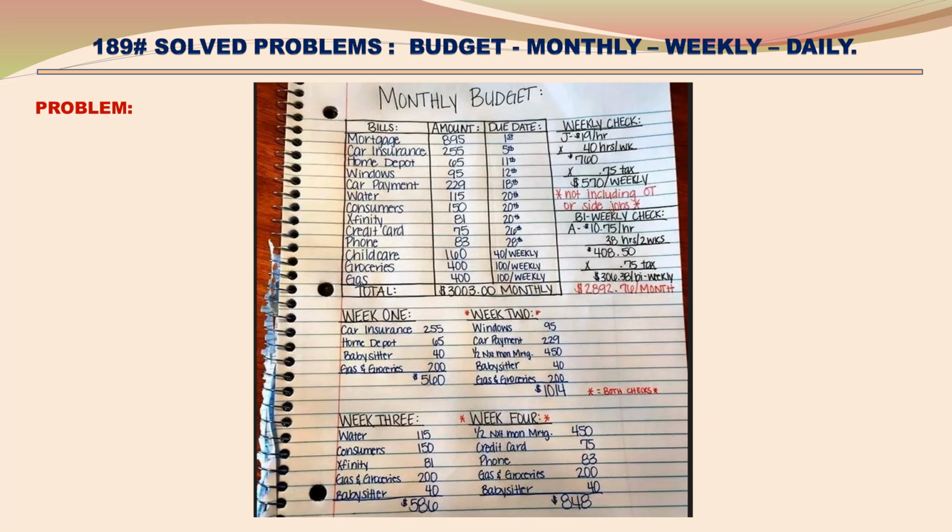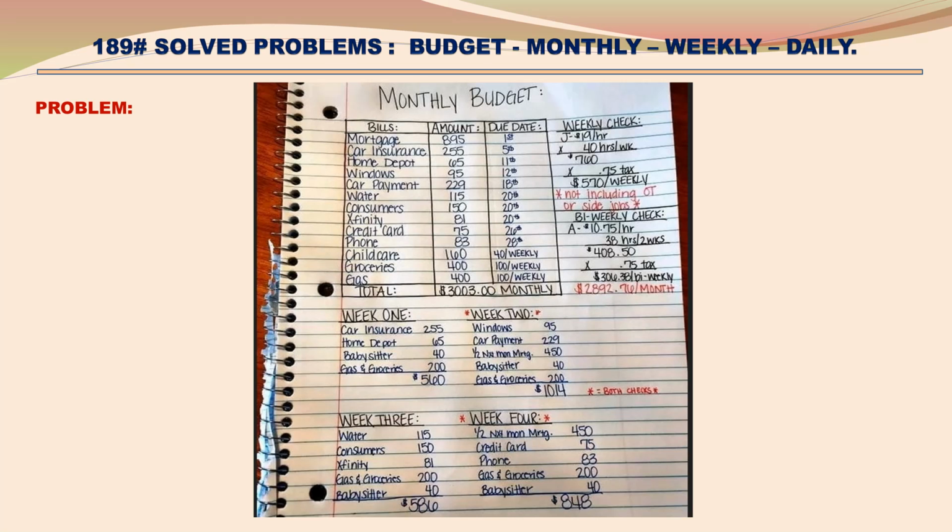Car insurance 255, fifth. Home department 65 on 11th. Windows 95 on 12th. Car payment 229 on 18th. Water 115 on 20th. Consumers 150 on 20th. Xfinity 81 on 20th. Credit card 75 on 26th. Phone 83 on 28th. Child care 160, 40 per week.